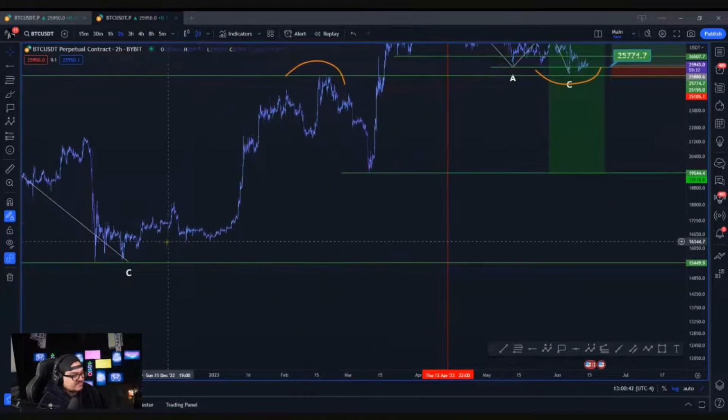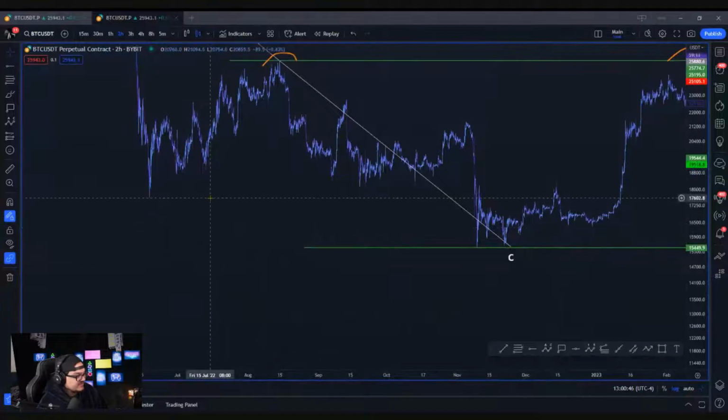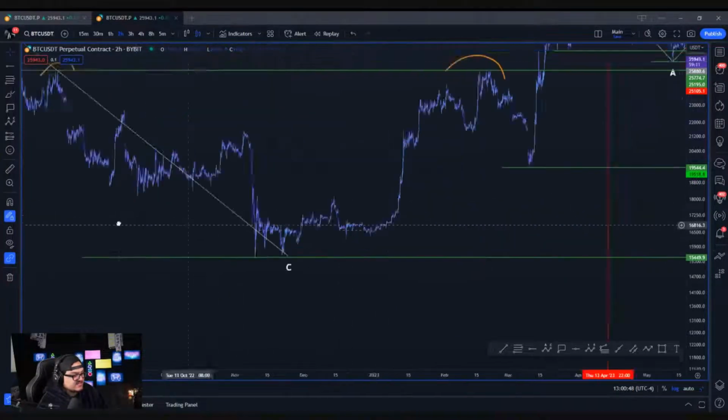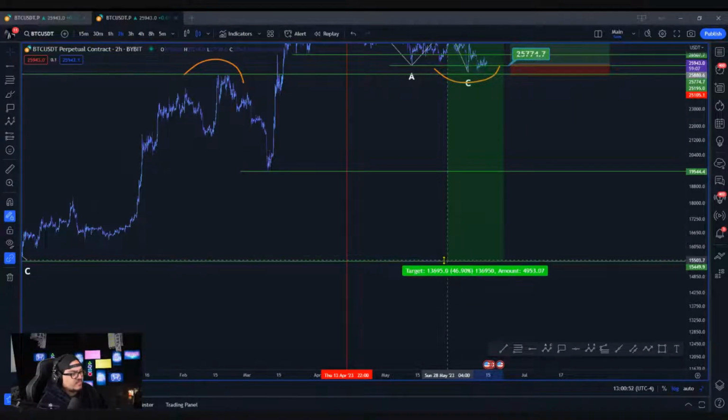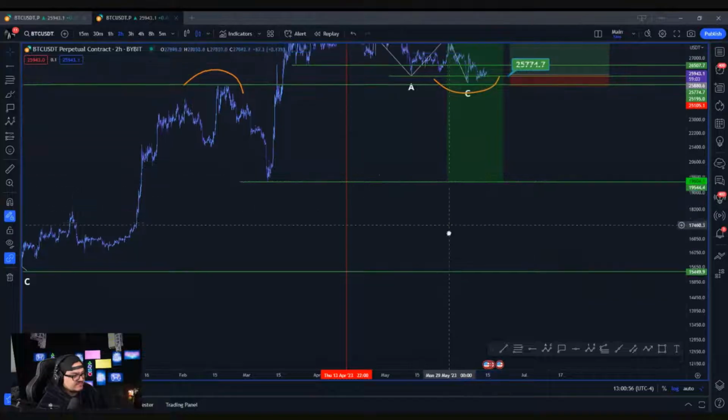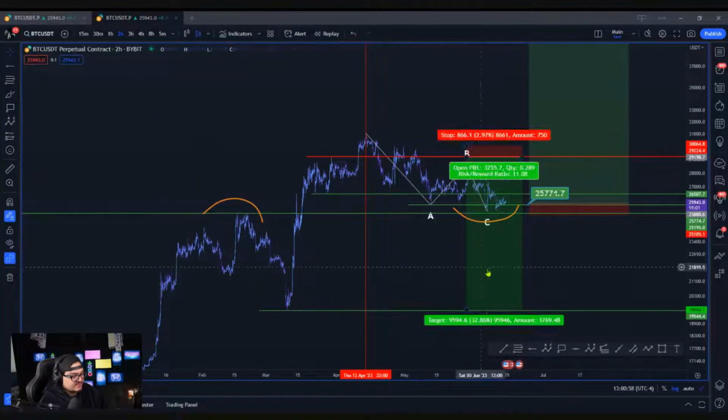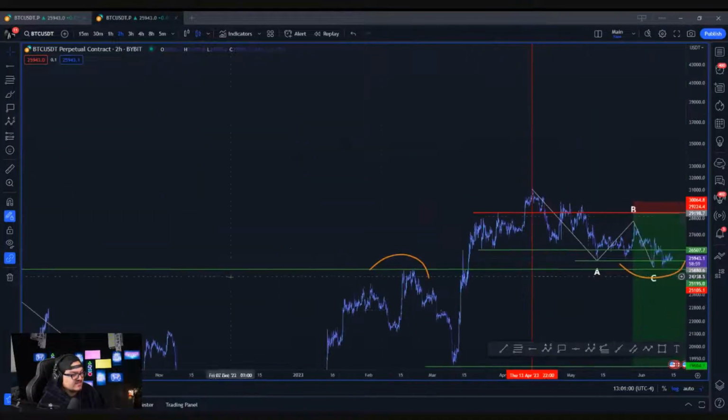If that fails, maybe we can make a pit stop at around 16, maybe make an argument for 17.6. But ultimately, I think we have a higher probability of testing the low, if not breaking it. So that's the reason I'm looking for lower levels, or the levels I'm looking for to the downside.